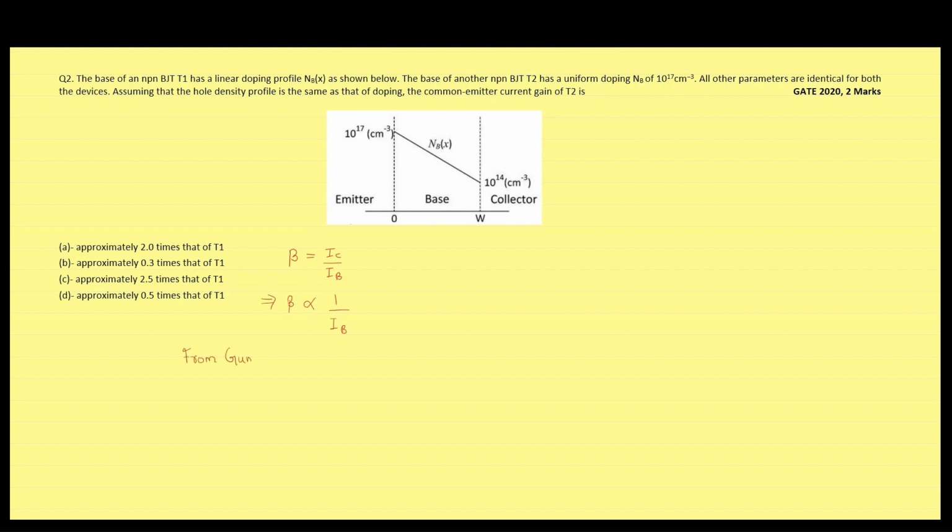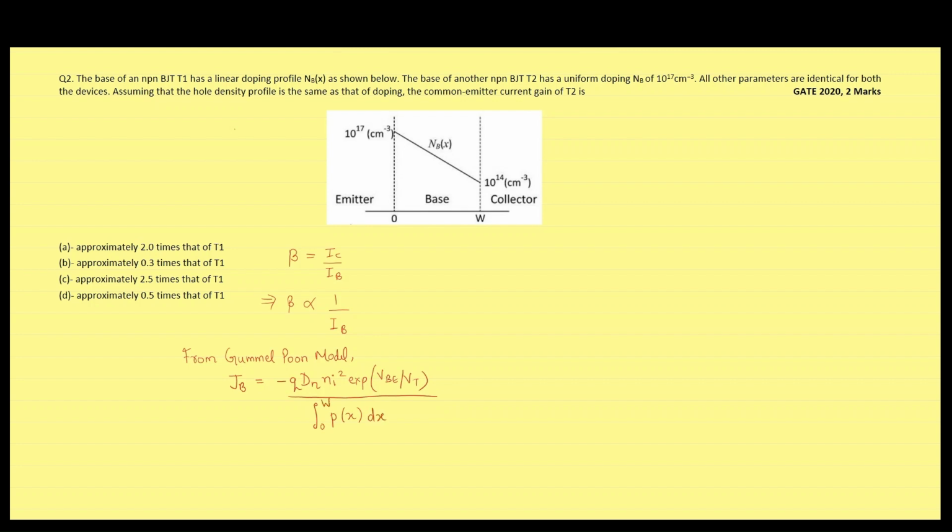From the Gummel-Poon model, we know the current density through the base is equal to negative of magnitude of charge on an electron times diffusion constant of minority charge carriers times square of intrinsic carrier concentration multiplied by exponential of base to emitter voltage divided by thermal voltage, the whole expression being divided by integral of hole concentration with respect to distance across the base width.